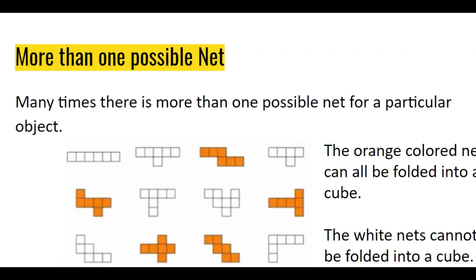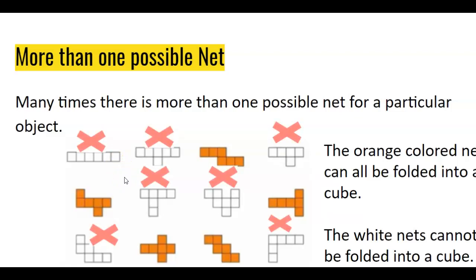The orange colored nets can all be folded into a cube. The white nets cannot be folded into a cube. So even though this has 1, 2, 3, 4, 5, 6 squares, there's no way to fold it into a cube. Some of the sides would overlap. So all of these white ones are not possible. But look, here are 1, 2, 3, 4, 5 different ways that you could make a net for a cube. And there's more possibilities. That's just some of them.